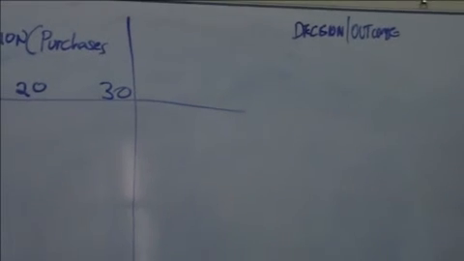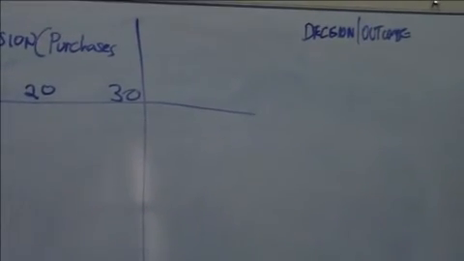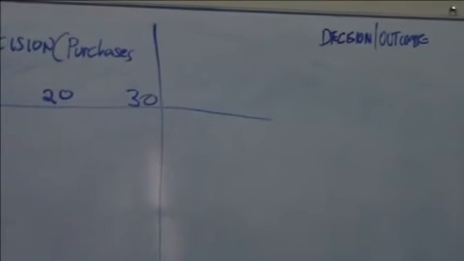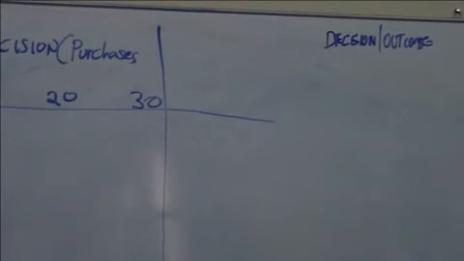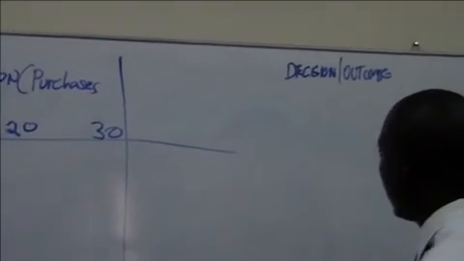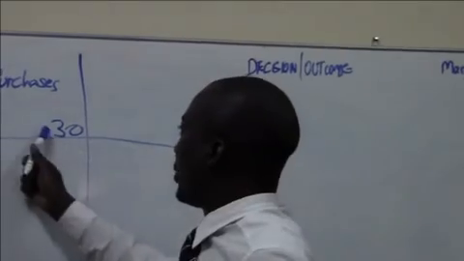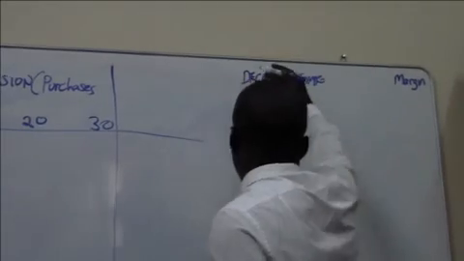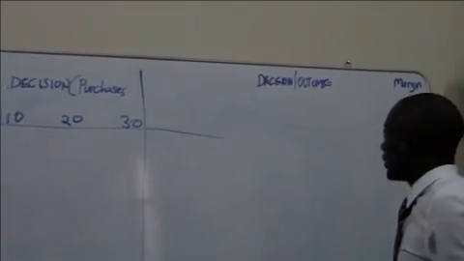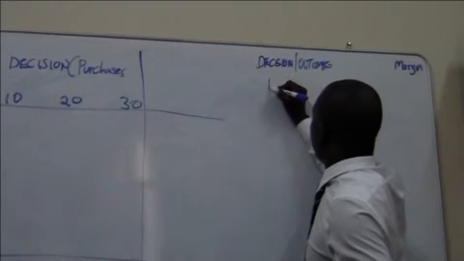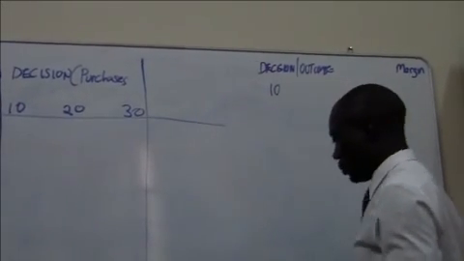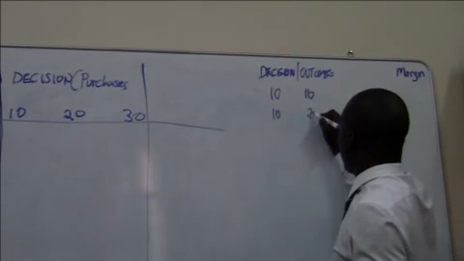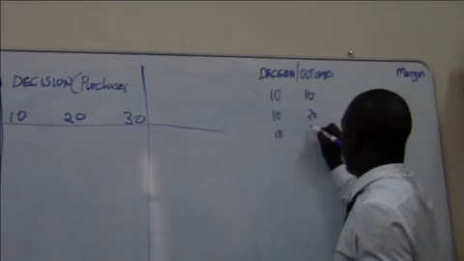Note, the question asks us to prepare a summary of possible daily margin using a payoff table. So you have your margin over here. So your decision, obviously, you've got 3 this side, so 3 by 3, obviously the outcomes are going to be 9, because 3 by 3 this side, you therefore expect to have 9 outcomes on the other side. So the decision is either to buy 10 cases at 10, or you can buy 10 cases at 20, or you can buy 10 cases at 30.